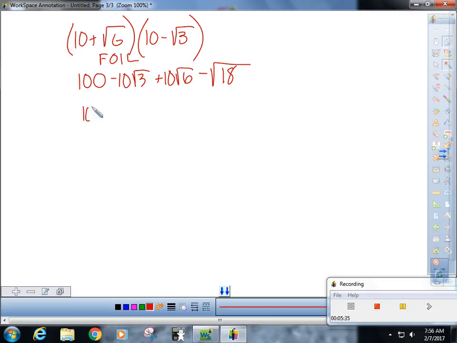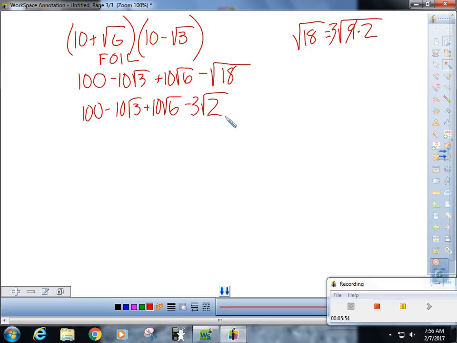Now, 100, not simplifiable. 10 radical 3, not simplifiable. 10 radical 6, not simplifiable. Radical 18 is. Radical 18 is the same thing as radical 9 times 2. So it's 3 radical 2. And that is your answer, oddly enough. Okay, because none of those things can be combined. Okay, that was number 31.